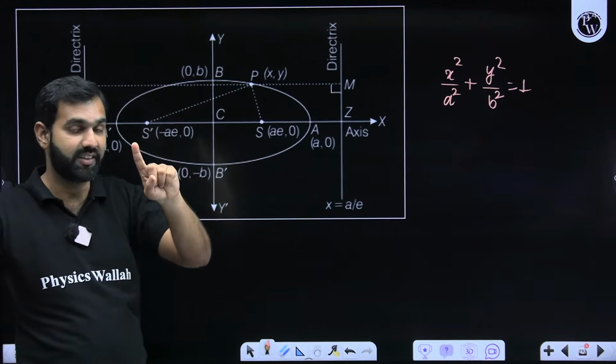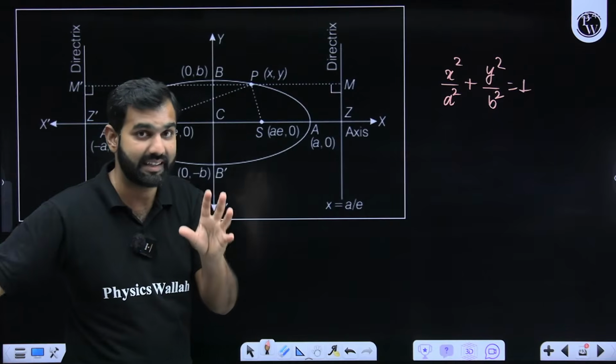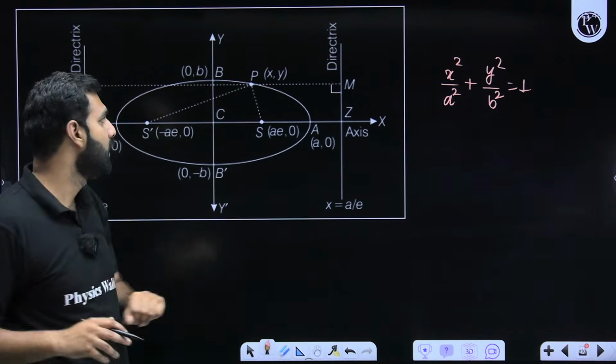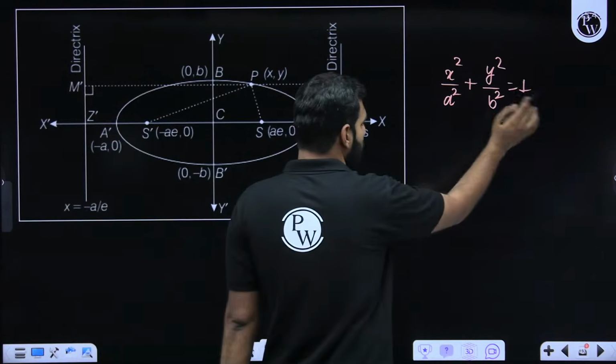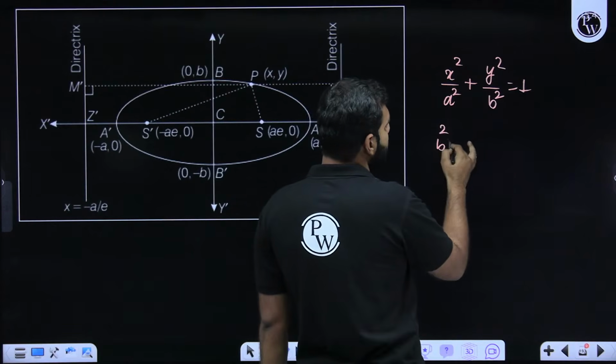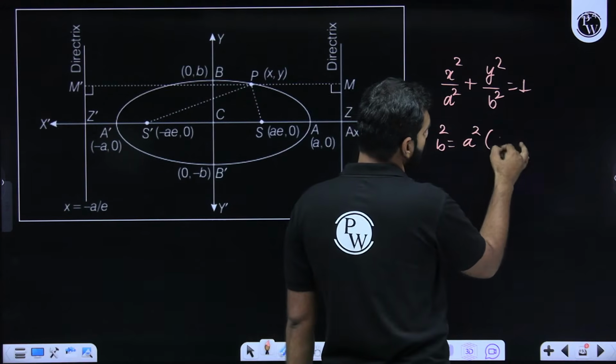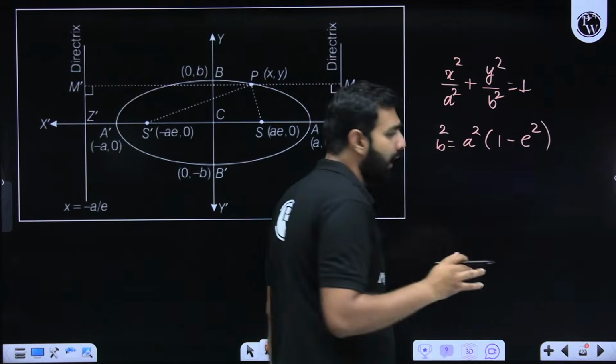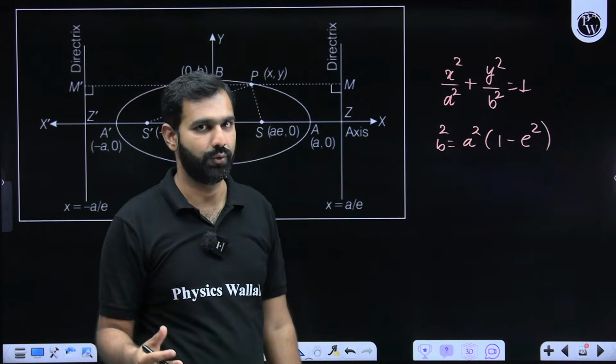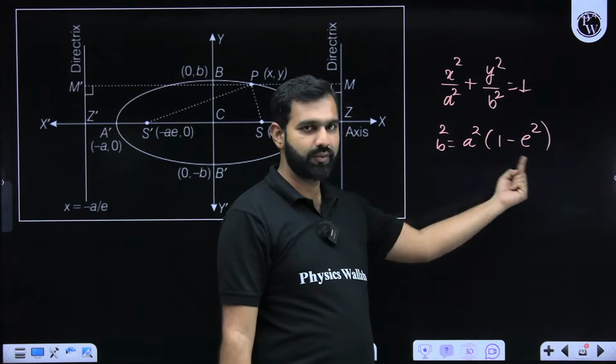So for a parabola, eccentricity was 1. Here eccentricity is e, which is less than 1 for an ellipse. So here you relate a square, b square and e square such that you write b square as a square times 1 minus e square. How I personally remember it, I always get confused whether it is e square minus 1 or 1 minus e square.